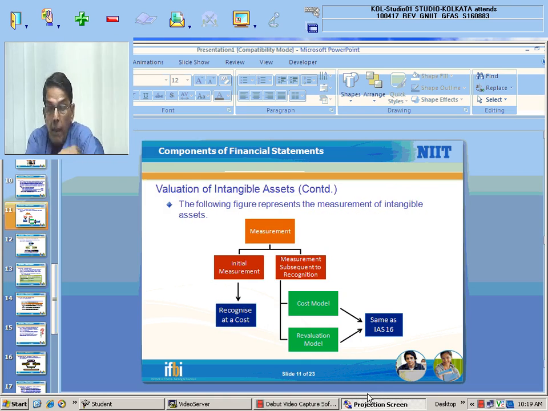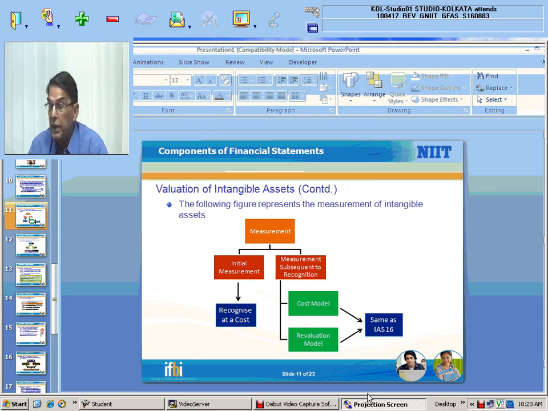Now I will talk about the measurement of intangible assets. Initial measurement is recognized at cost. Subsequent measurement means after the initial measurement. Initial means when you acquire the intangible asset; afterwards, on the next balance sheet date or subsequent balance sheet dates, comes the subsequent measurement.